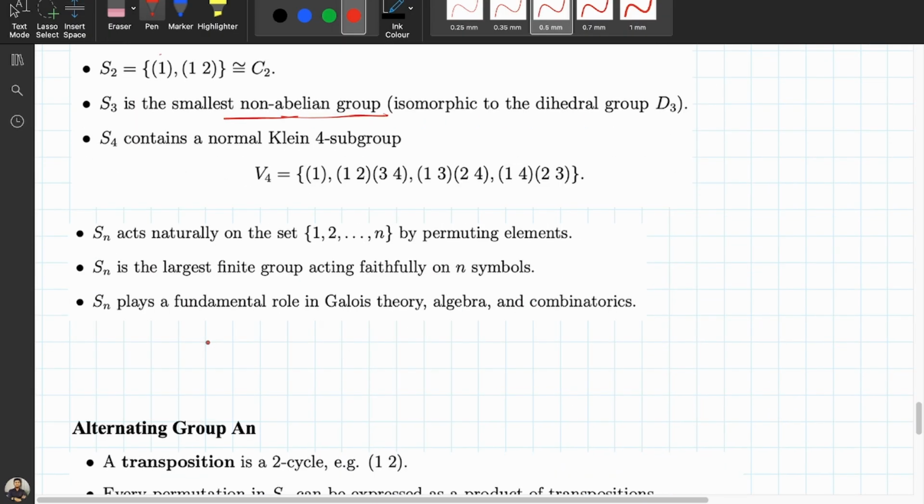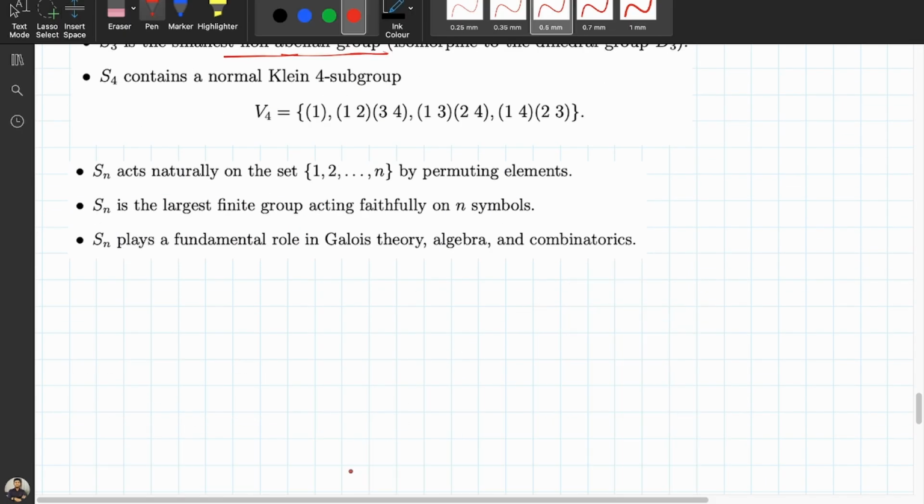Sn acts naturally on the set {1, 2, 3, ...}. This is the permutation set. Sn is the largest finite group acting faithfully on n symbols. Sn plays a fundamental role in Galois theory, algebra and combinatorics, because it is about combinations of numbers. So these all are properties of Sn.